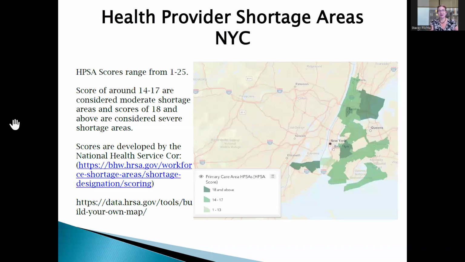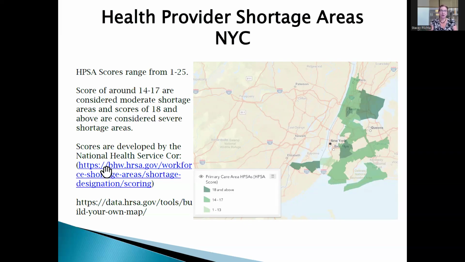So New York's not exempt. You would think New York City has so many hospitals, so many doctors, and yet even in New York City, we see both moderate and severe shortage areas, particularly in parts of Staten Island, most of the Bronx. Actually, that may be just about all of the Bronx. Half of Manhattan. What we're looking at is Harlem, right? Harlem and East Harlem. Parts of Brooklyn, parts of Queens. So even in New York City, where we know we have the doctors, there are shortages.